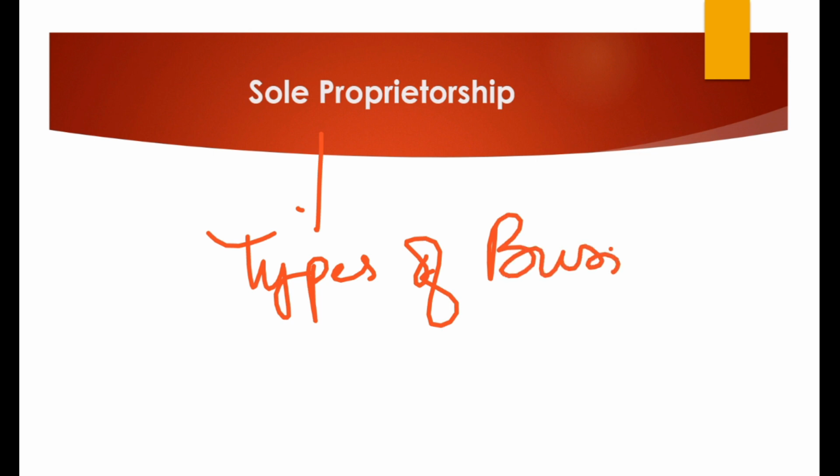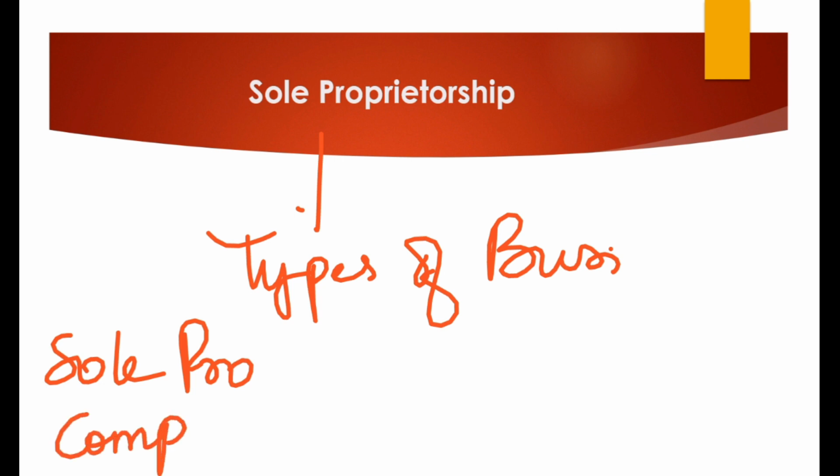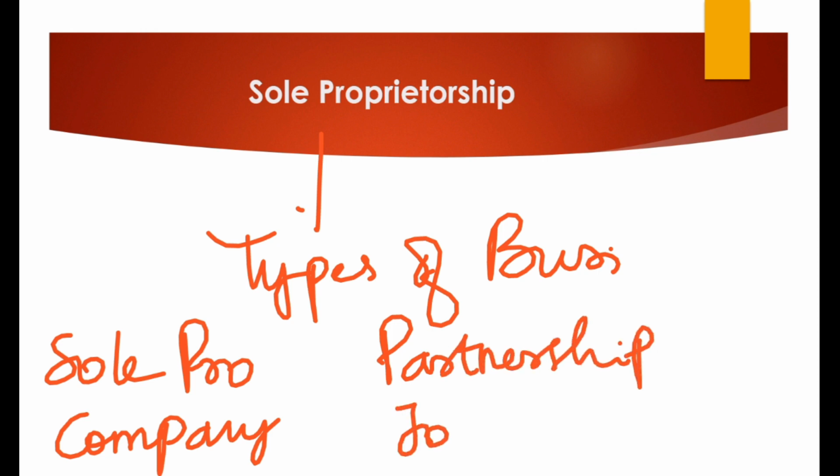So there are different types of businesses. That can be a sole proprietorship, it can be a company, it can be a partnership business, it can be a joint venture. So these are different types of business which we will be studying in our coming videos.